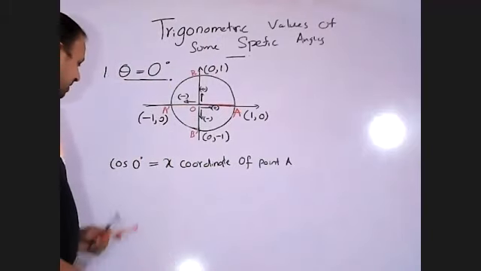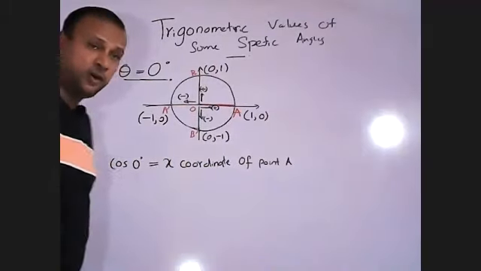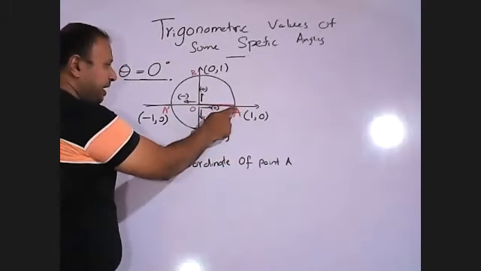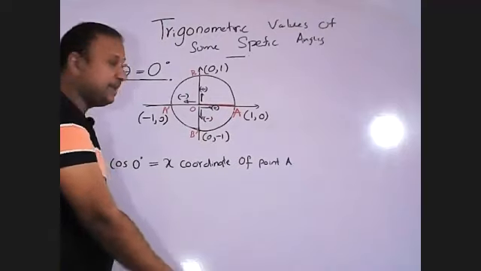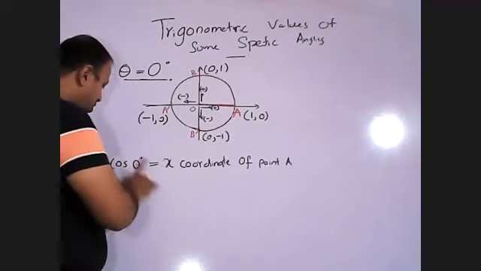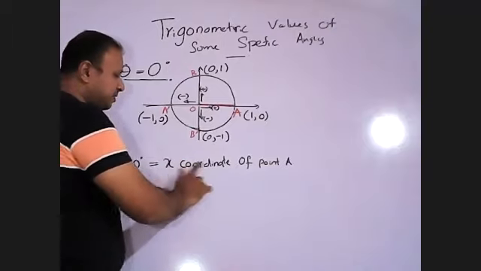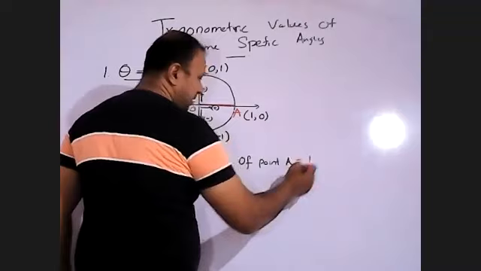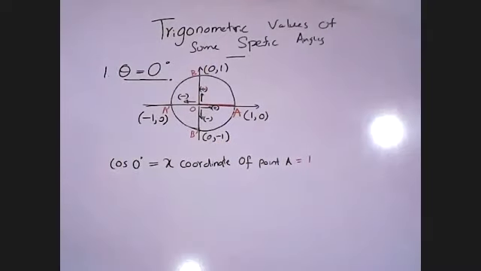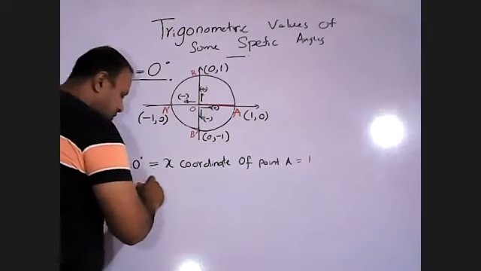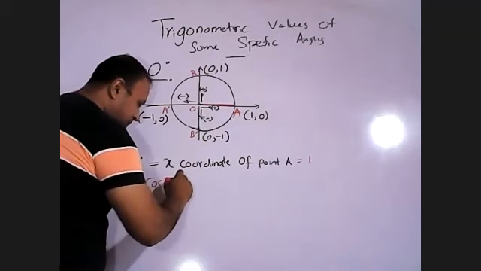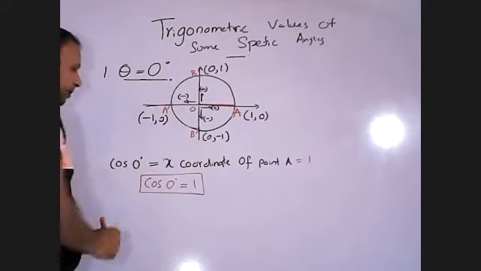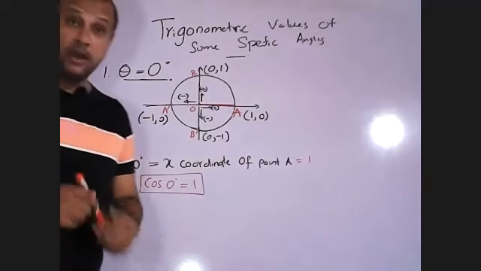Okay. So for cos 0, the corresponding point on the unit circle is A. Therefore, cos 0 is equal to the x coordinate of point A, which is equal to 1. Therefore, cos 0 is equal to 1. This is a very important value, okay? You have to memorize this one.